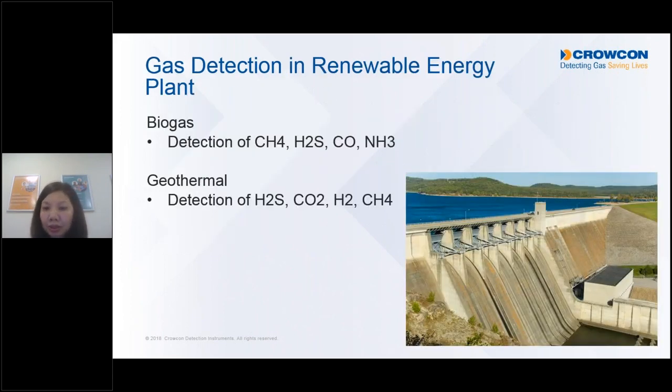Next one. So that's fossil fuel power plant. We also have, as I've spoken before on biogas, we also detect methane, H2S, CO, and ammonia in biogas, in waste to energy. Okay, in geothermal, we have experience supplying H2S and methane gas detectors for a geothermal plant in Indonesia.